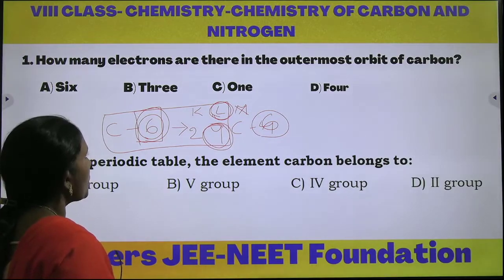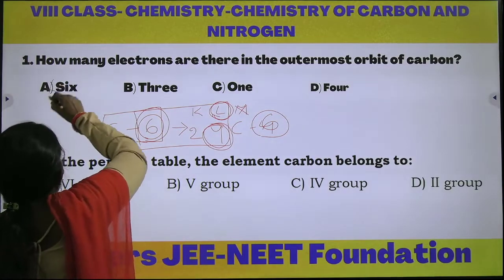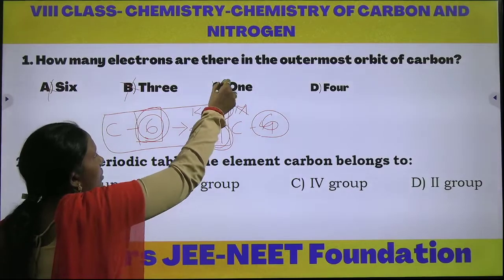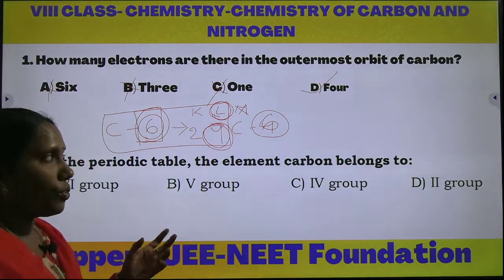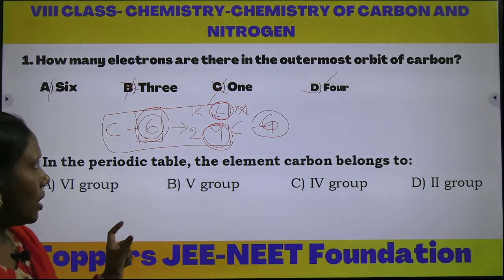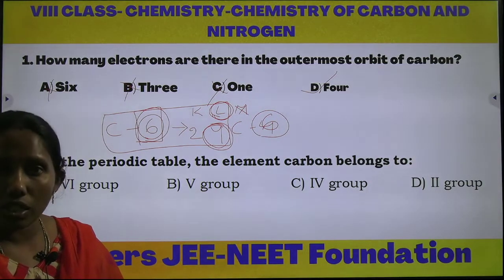In which option do we have 4? First is 6, second is 3, third is 1, so the D option has 4. So we will go with 4. The number of electrons in the outermost orbit of carbon is 4.